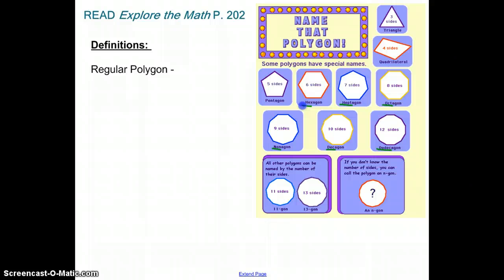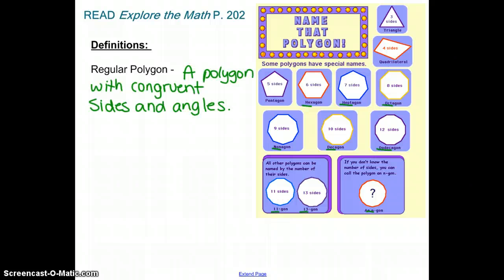Then there's other ones that don't really have names, like 11 and 13. So those you just use your number. So an 11 gon or a 13 gon. You could have a 25 gon, 1,000 gon, something like that. Okay. If you don't know the number of sides, you call it an n-gon. So n is just for any number of sides, you call it an n-gon. So go ahead then and read Explore the Math and check to make sure that your definition here is correct.